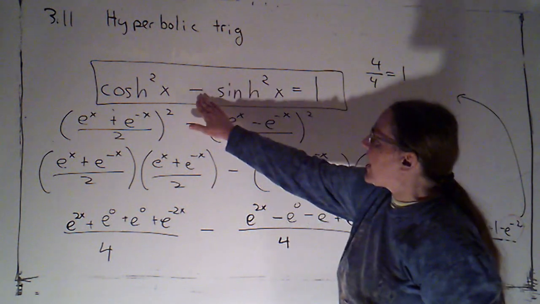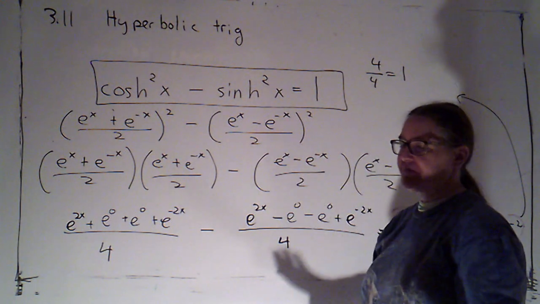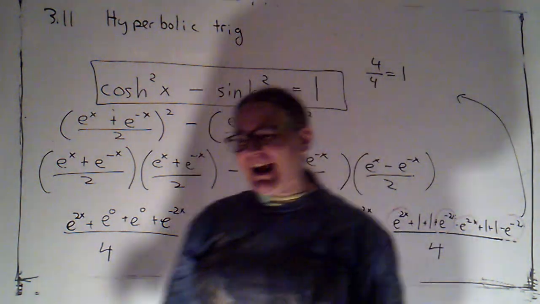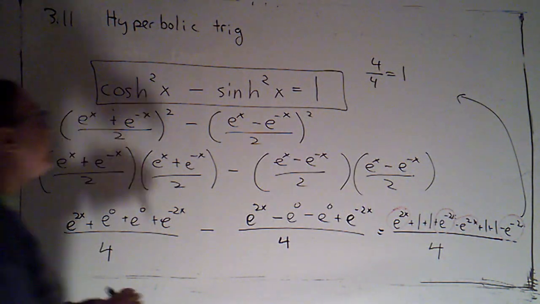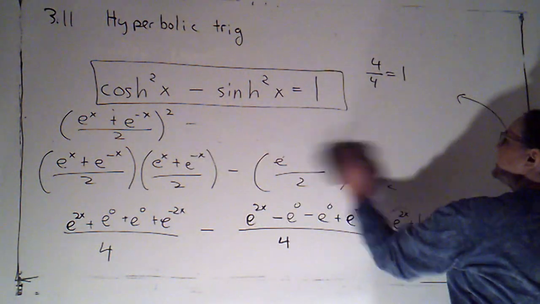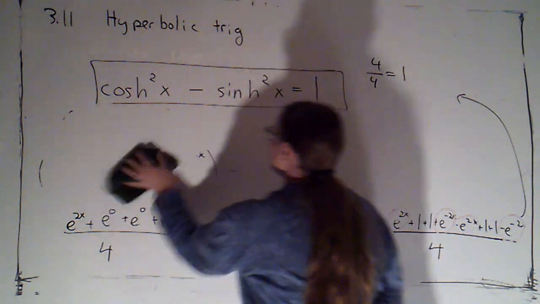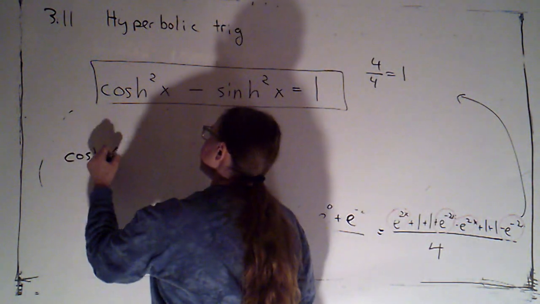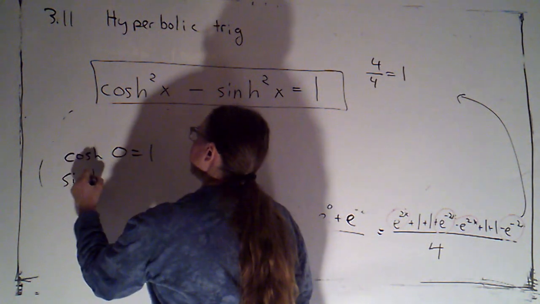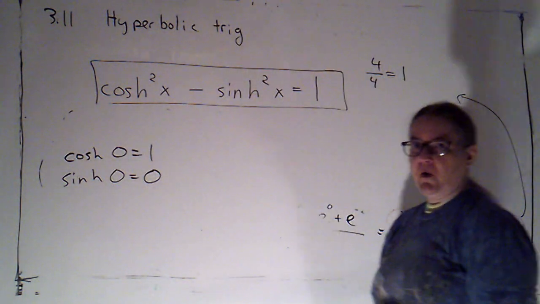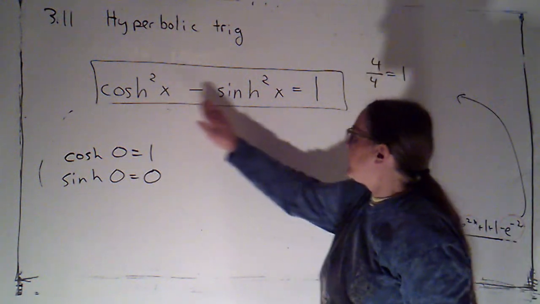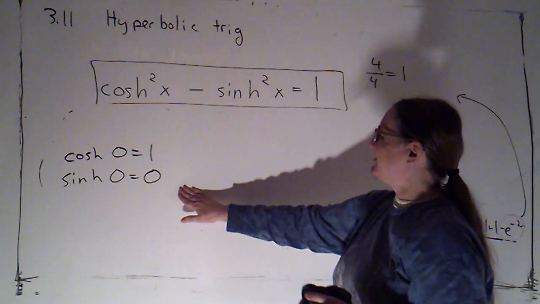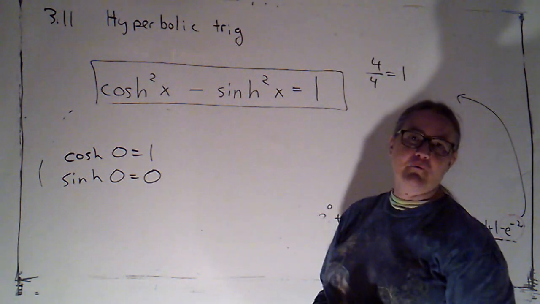Now, because that's a subtraction problem, the order matters. So, to remember what goes where, I want to remember that this is an identity, so it's true everywhere. That means, in particular, it's true if x is equal to 0. And if I remember that cosh of 0 is 1, but sinh of 0 is 0, then I can see 1 squared minus 0 squared will give me 1. But if I reversed this and I did 0 squared minus 1 squared, that would give me negative 1.